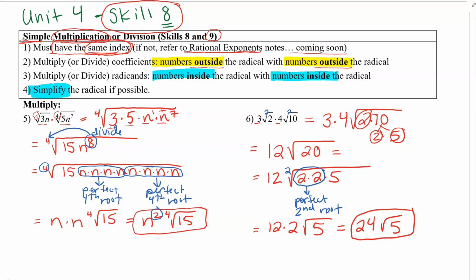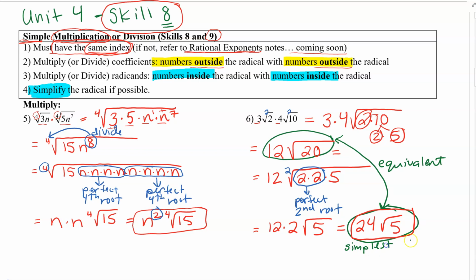But I do want to point something out, because one thing we'll be looking for on our tests and quizzes will be equivalency. I want you to recognize that these expressions are equivalent. If you plugged them into a calculator, they would give you the same decimal value. So these are the same numbers. Numerically, they are the same. But just this one is in simplest form in terms of the expression, the way it's written. These number quantities are identical, they're equivalent, but this version with the 24 times square root of 5 is the simplest form in terms of the algebraic expression.